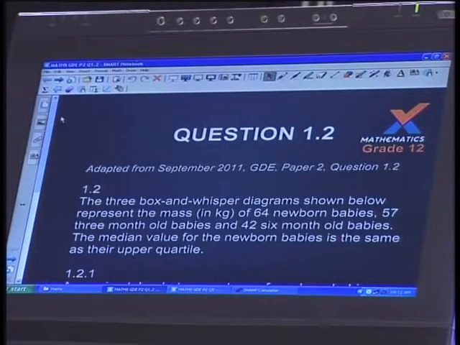I am now going to do question 1.2 from GDE paper 2, the preliminary paper, I think it is. And it deals with box and whisker diagrams. What's nice about this question is it doesn't actually ask us to draw the box and whisker diagram, but it asks us to compare different box and whisker diagrams.